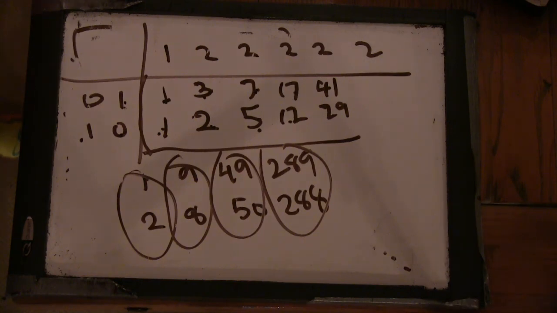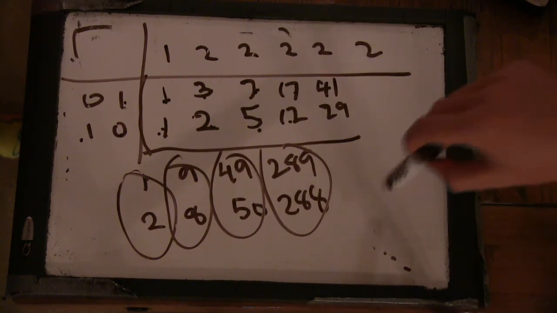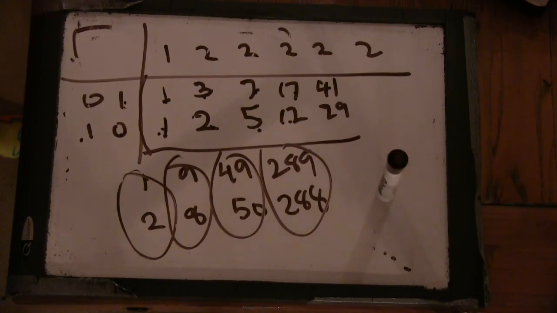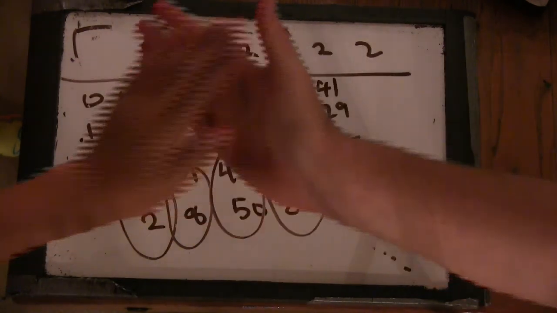All right, so there are 3 different ways of seeing that the square root of 2 is not rational. All right, good work tonight, guys.